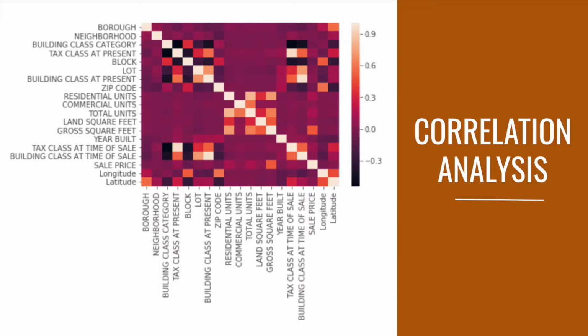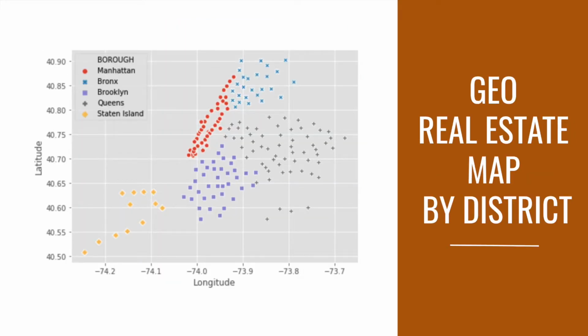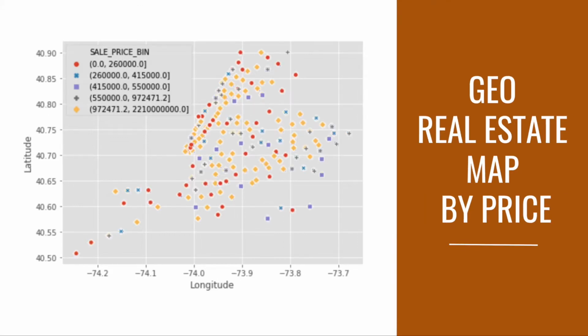Those correlations will be included in our model, and we will have to take into consideration the non-correlated variables. For the geo real estate map by district, we can see the geolocation of all the listings in the boroughs. Next, the geo real estate map by prices is a representation of the real estate price by geolocation.